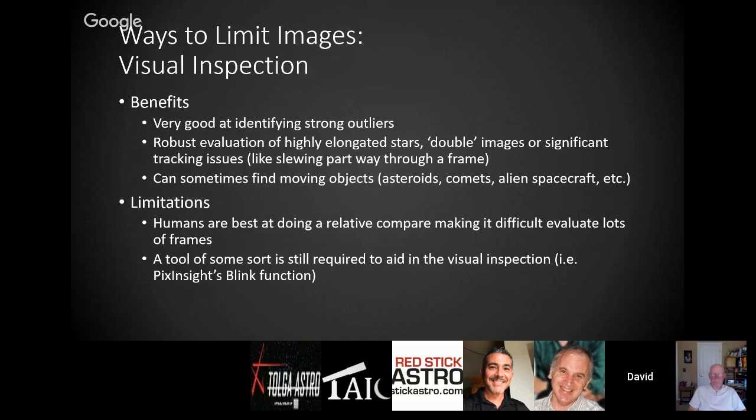There are some limitations, though. Humans are best at doing relative compares. So it makes it a little difficult if you're stepping through a bunch of frames saying, was this one better than this one? Do I need to toss this one? You can bring up one of your better frames and then compare things to that side by side, but it's still a little difficult if you have a whole bunch of frames. And you still need some sort of tool to be able to do the visual inspection. You need something that will step through, kind of like PixInsight's blink function, some way to step through all the images and check them.